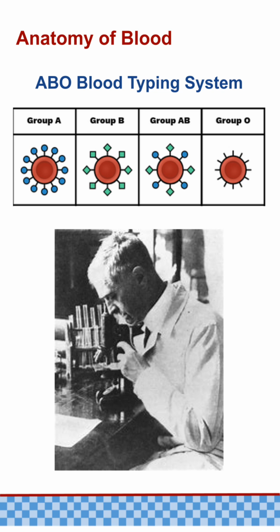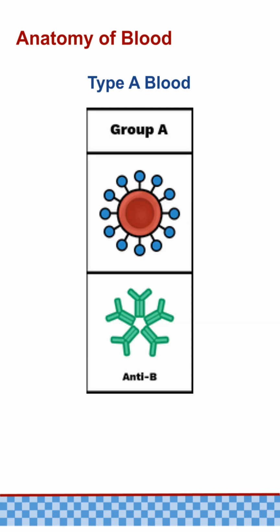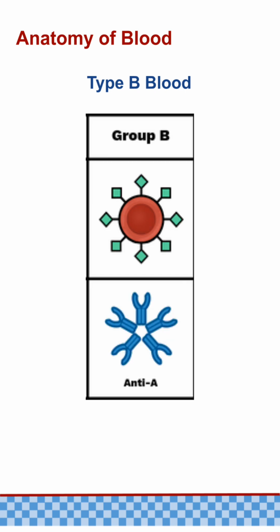Landsteiner's work laid the foundation for the ABO blood group system, a cornerstone of safe blood transfusions today. Type A blood has A antigens on the red blood cells and anti-B antibodies in the plasma. Globally, around 35 to 40% of people have type A blood. In North America, type A is present in 40 to 45% of the population. In Europe and North America, type A is the second most common blood type after type O.